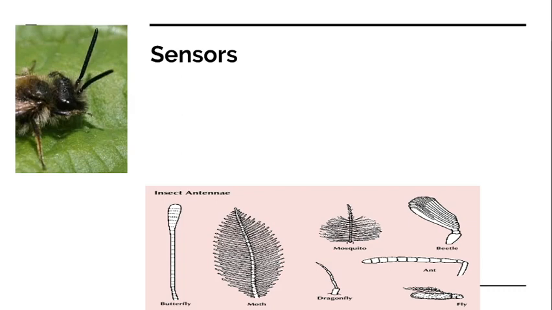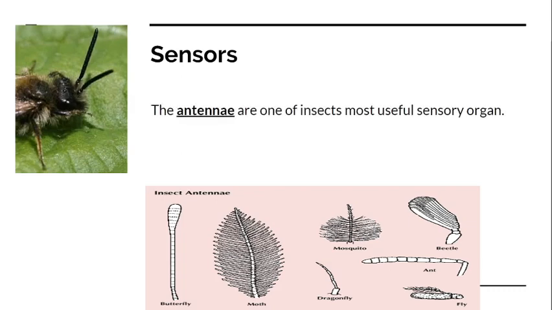Now, there are many different types of sensors on your insect's head, and we talked about one already. We had the compound eyes. Let's look at more here. The antennae are one of the insect's most useful sensory organs. And so, if you know what antennae are, they look like this, and I hope you guys know what they are. They usually come out the top of the head of a certain insect.